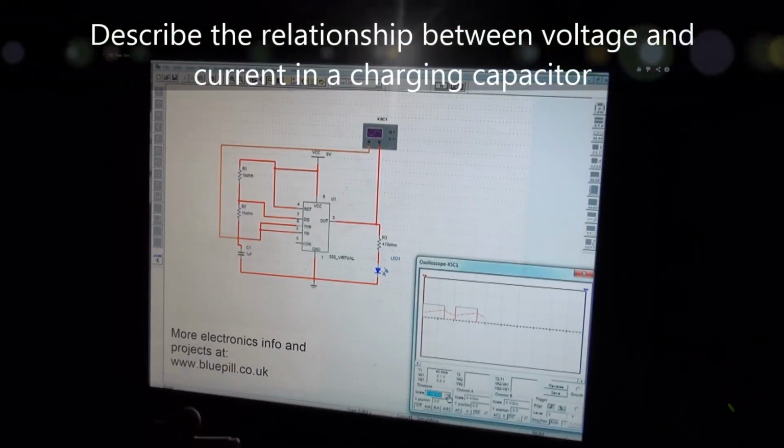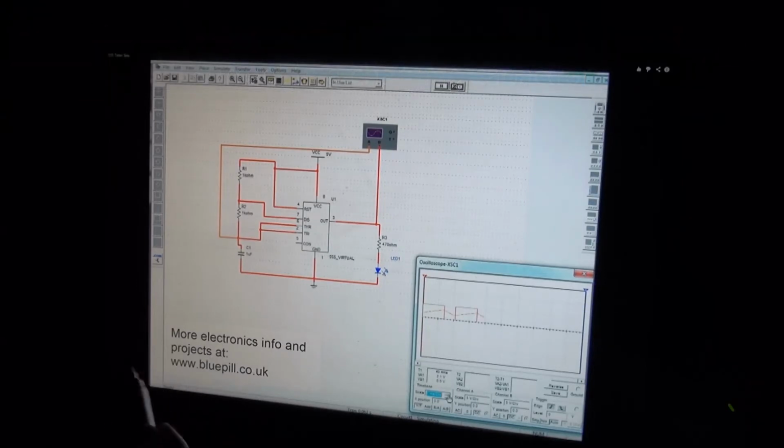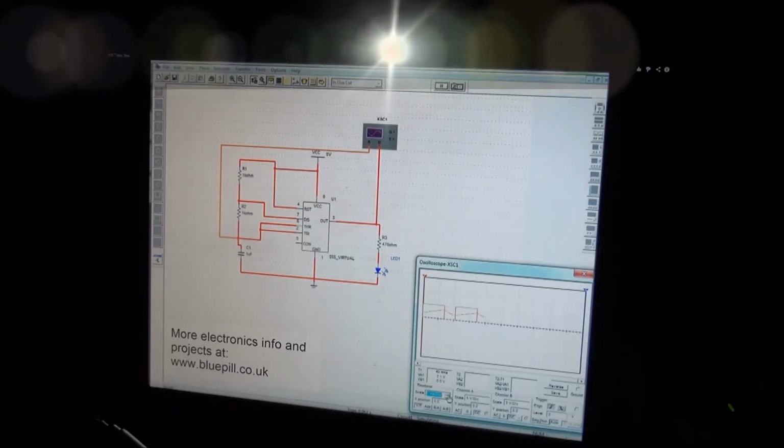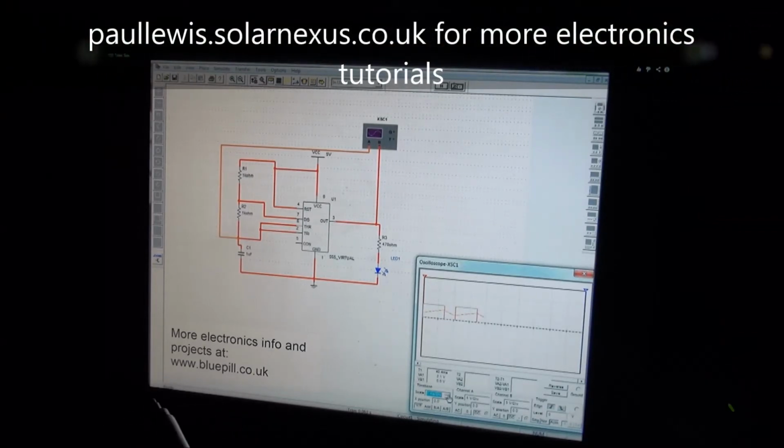Hi, today we're going to talk about a charging capacitor and its importance in electronics. Before us we have a 555 timer circuit. This one's in what's known as an astable multi-vibrator configuration.